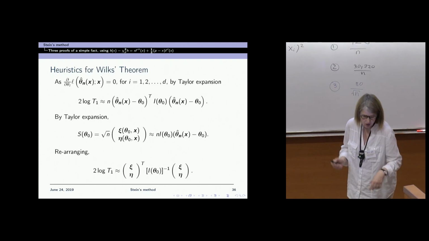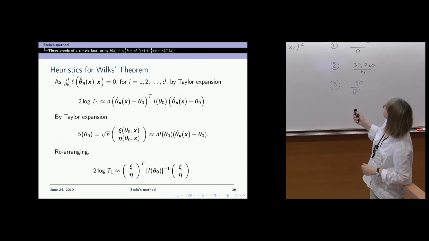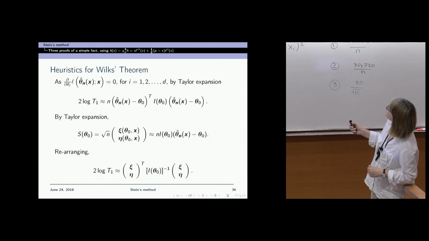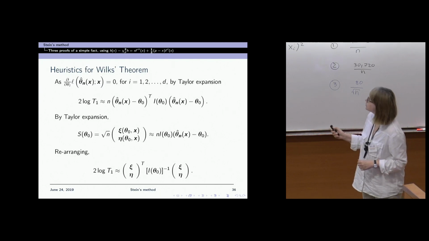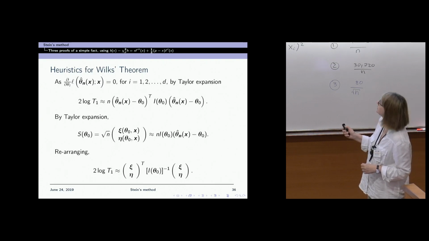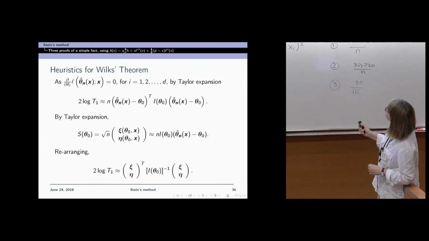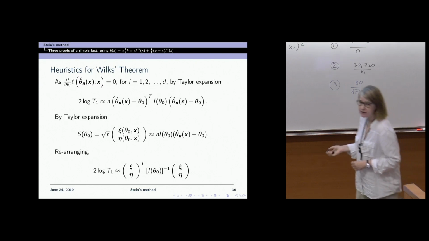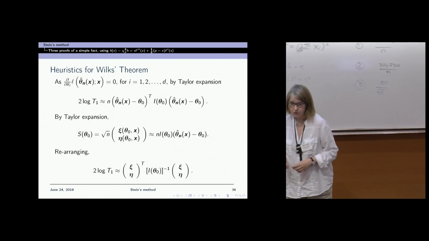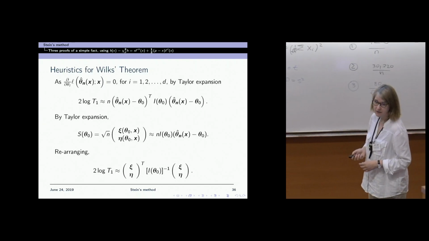And also by Taylor expansion, we can expand the score function, also depending on the Fisher information. So we can put one in the other. And so I can rearrange to get twice the log of T1. It's approximately psi and eta transpose times I of theta naught to the minus 1 times psi and eta, where psi and eta don't depend on the maximum likelihood estimates anymore. And the Fisher information matrix comes in here.